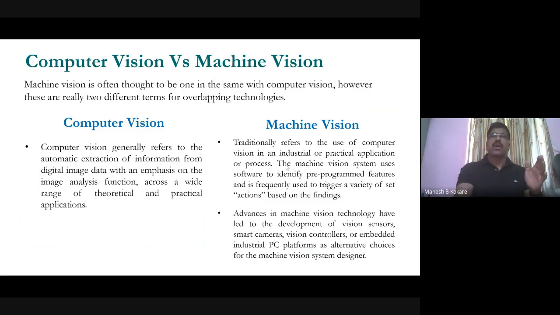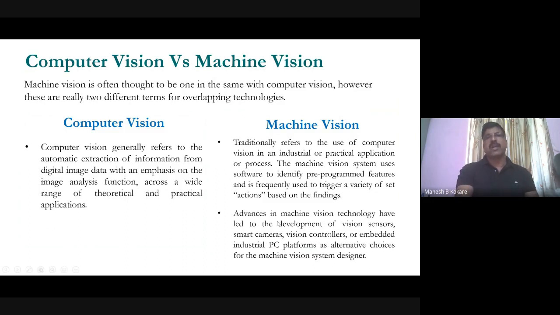Okay, so machine vision traditionally refers to the use of computer vision in an industrial or practical application or process. Machine vision systems use software to identify pre-programmed features and are frequently used to trigger a variety of set actions based on the findings. So particularly the vision system which is used in industry is called the machine vision system.